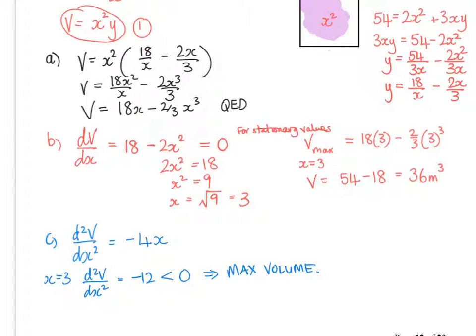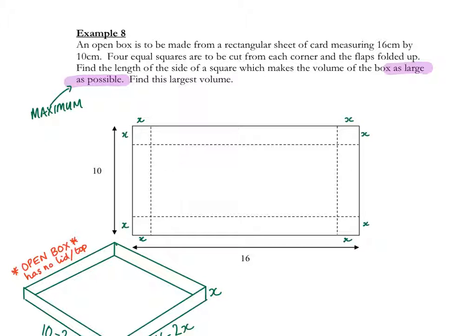Right, moving on to example A. We have got an open box. So this open box is to be made from a rectangular sheet of card measuring 16 by 10 centimetres. 4 equal squares are to be cut from each corner. So what I've said there is I've got little x, we don't know what it is, but a square has been cut out of each corner. We make it into a tray. It's open top, so it has no lid.